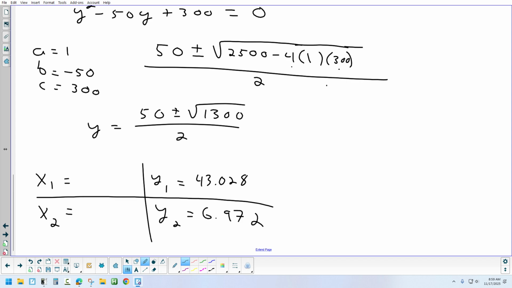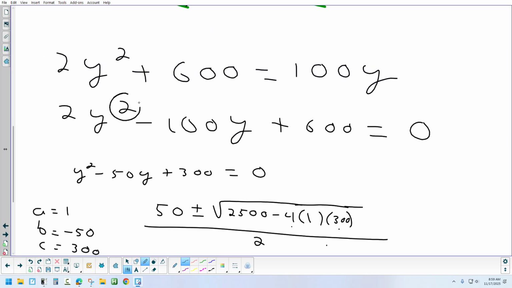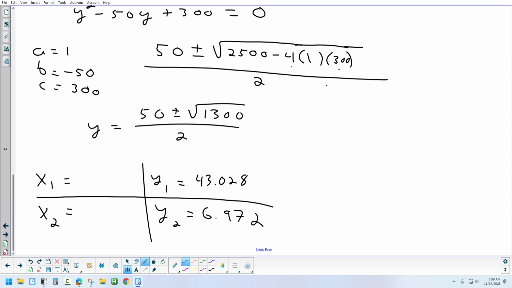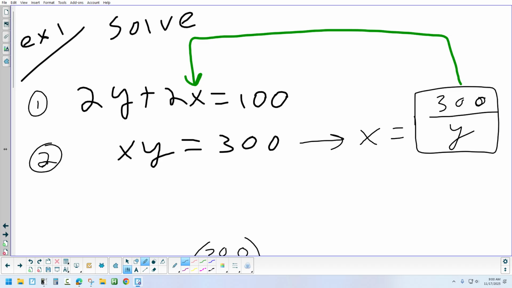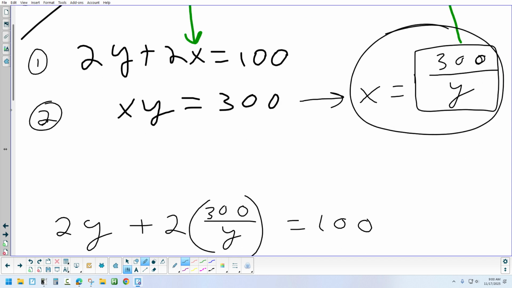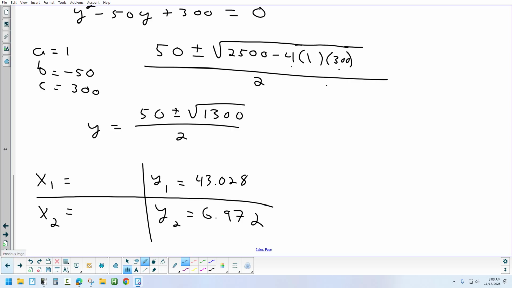Now, this particular problem has two coordinates as an answer because we had an exponent of 2. It was a quadratic. If this hadn't been quadratic, you wouldn't have had two coordinates. You would have only had one coordinate. All right, so now we got to plug those back in to get our two x values. We already have a formula right here that we can use. The x value is 300 divided by the y value. So just do 300 divided by, and fill in each of those numbers.